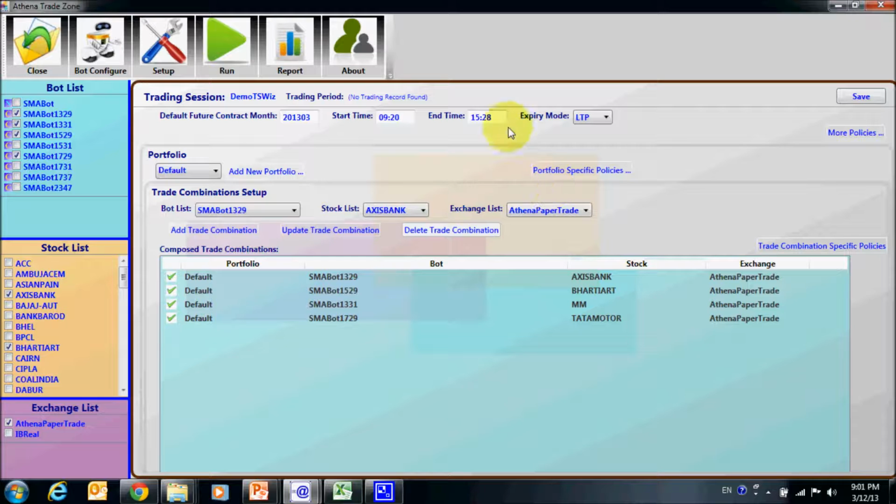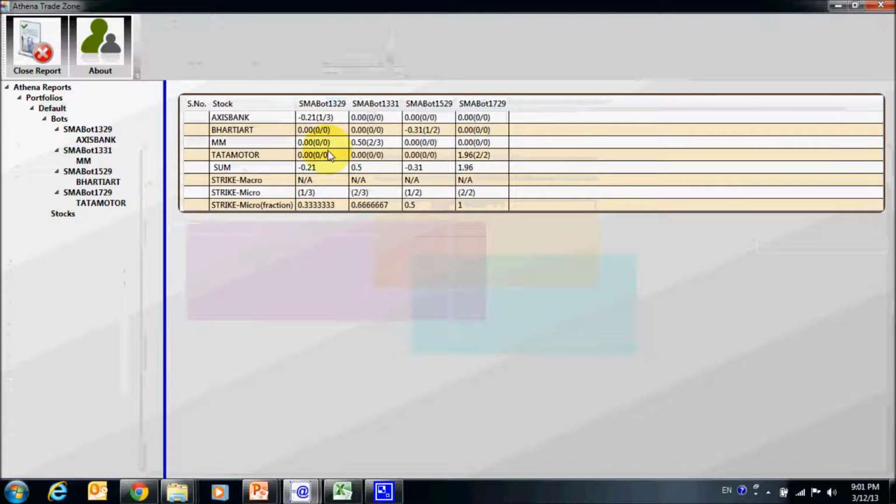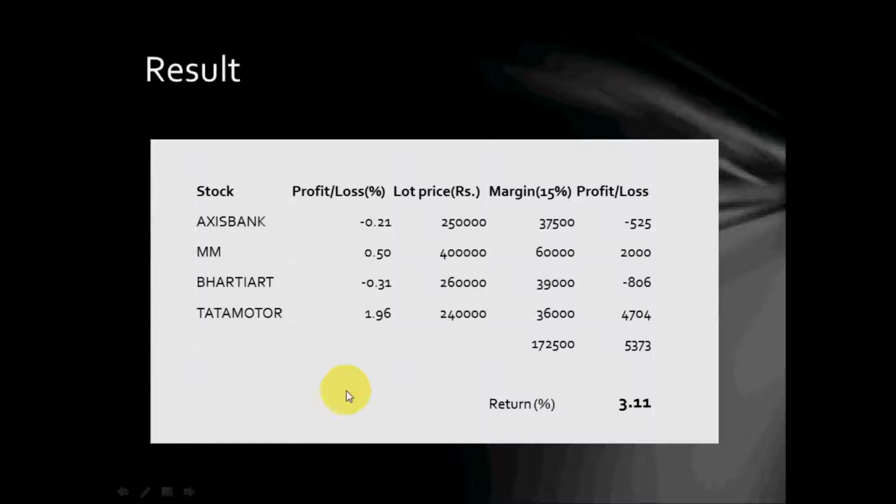Well, now let us see the result of our wizard-based session. Out of 4 trade combinations, 2 have made small losses while 2 have made profit. Let us see these data in actual profit terms. In the first column, we have our stocks. Second column shows percentage profit and loss we have captured from our trade session report. Third column shows approximate lot price and fourth column shows actual margin money required for trading. Last column shows absolute profit loss realized by the trade on that particular day.